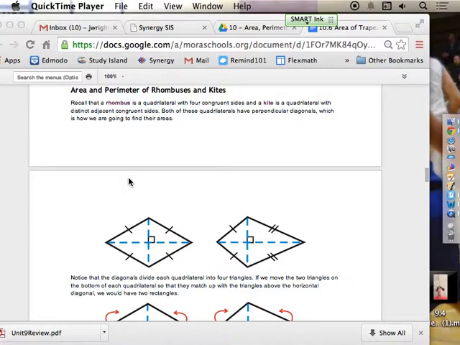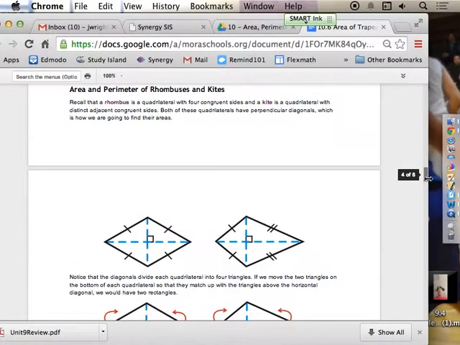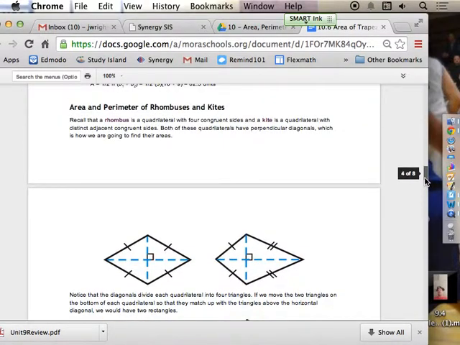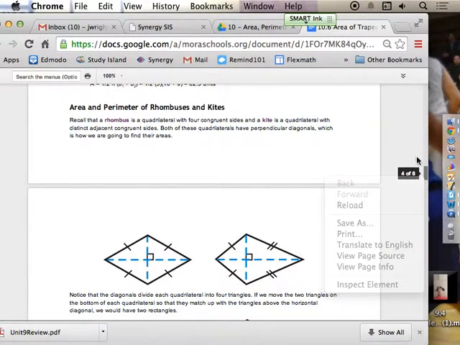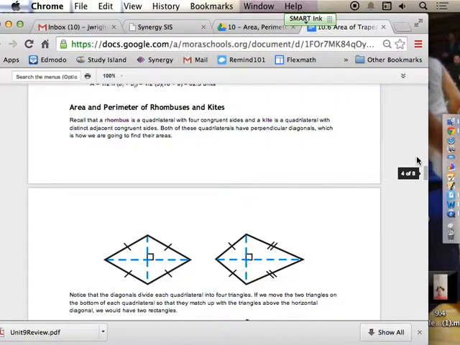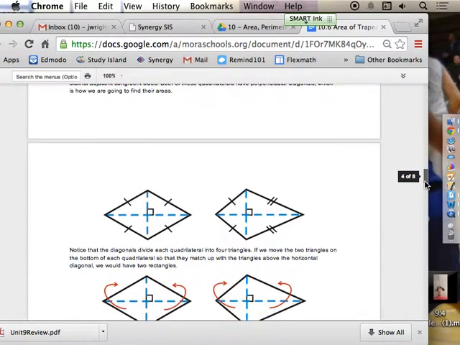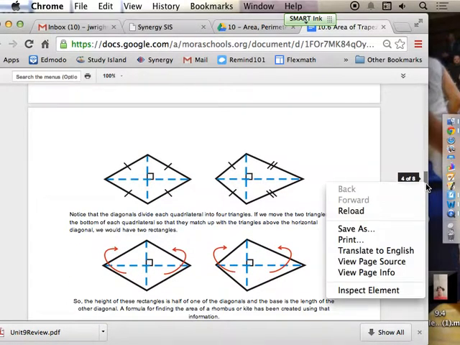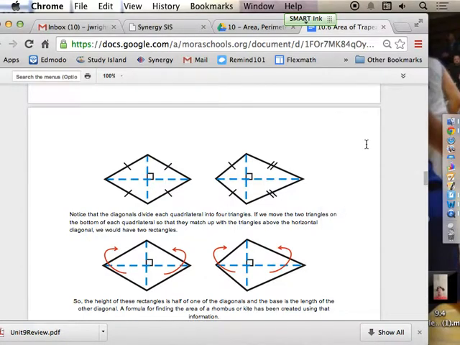All right, we're doing area and perimeter of rhombuses and kites. A rhombus, of course, is a four-sided figure, probably without 90-degree angles. A kite is usually a figure that has two sides that are the same on the top and two sides that are the same on the bottom. You can notice that we have diagonals drawn in them. A diagonal goes from point to point and divides each quadrilateral into four parts.